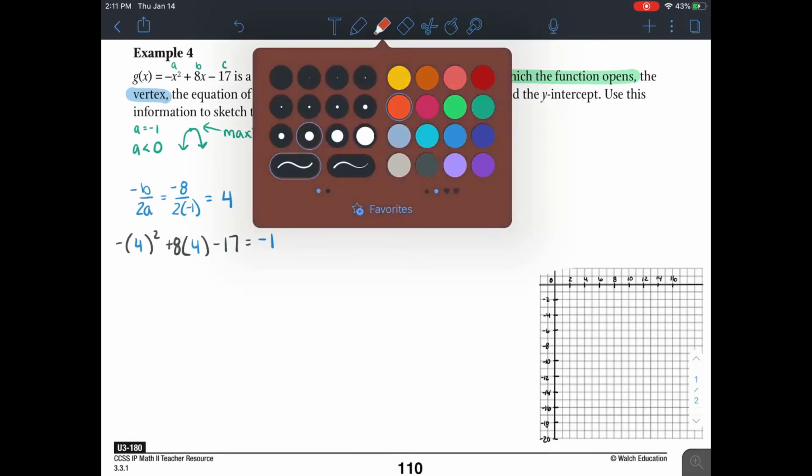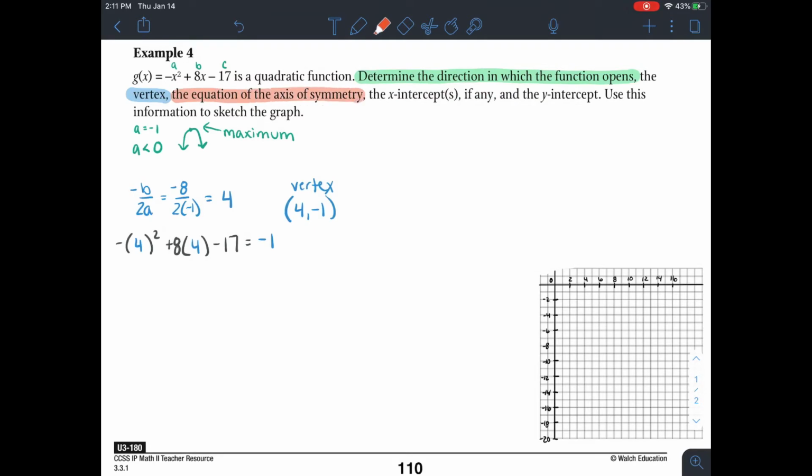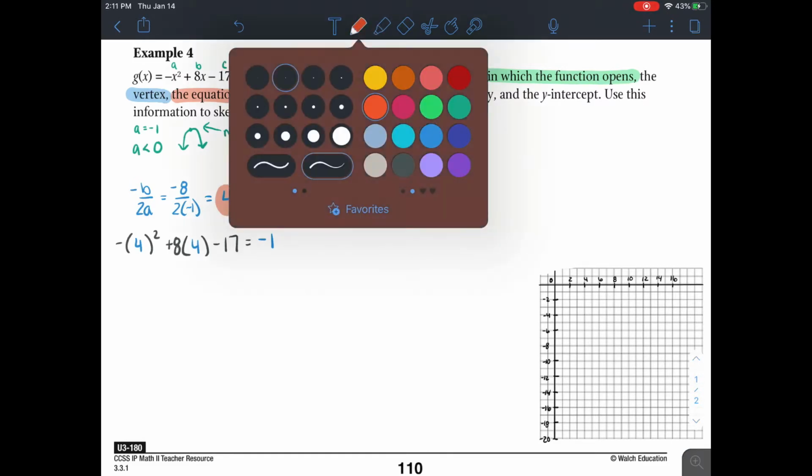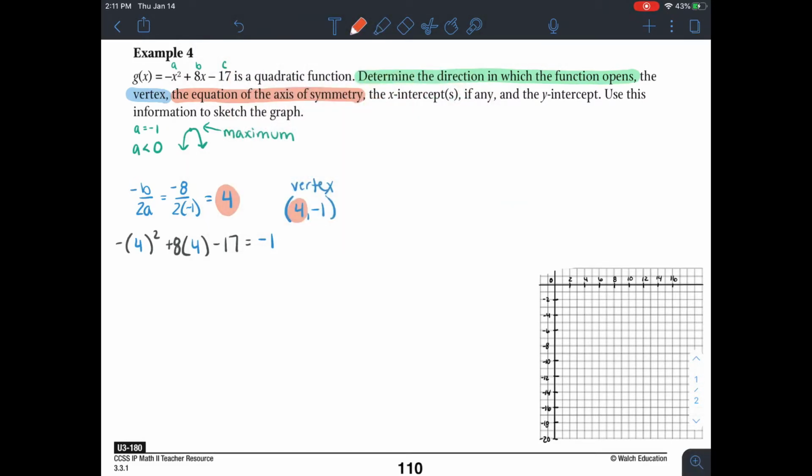The next thing it asks us to find is the equation of the axis of symmetry. Remember that the axis of symmetry is the x value of our vertex, and it's the vertical line that splits our graph into two equal pieces. So that's what helps us find our missing coordinates, our missing points, once we go to graph. So we have an axis of symmetry at x equals 4.